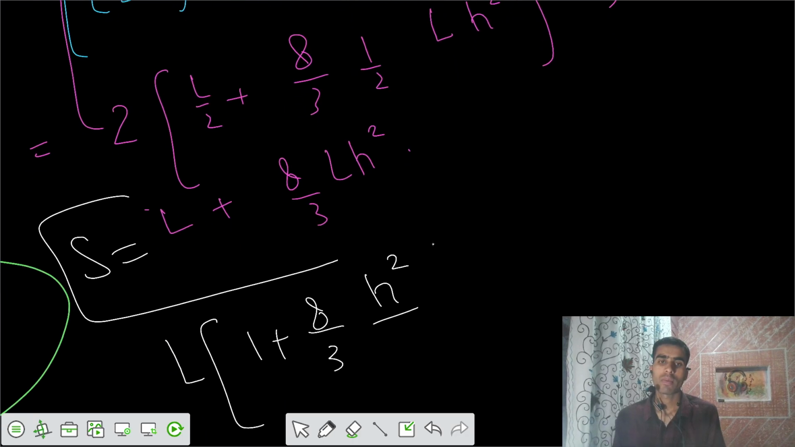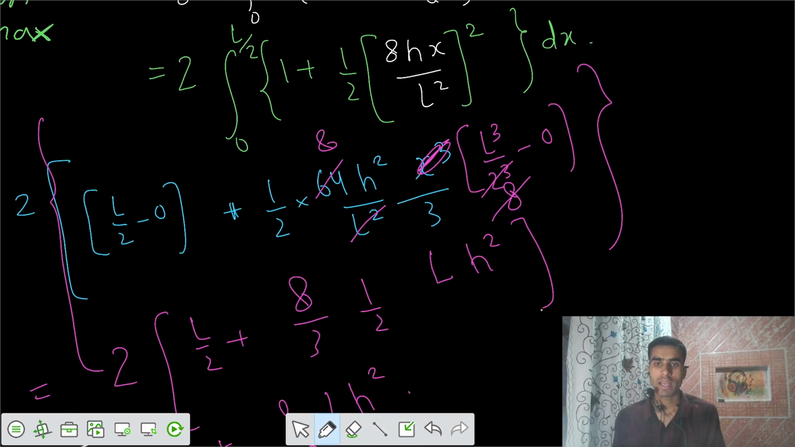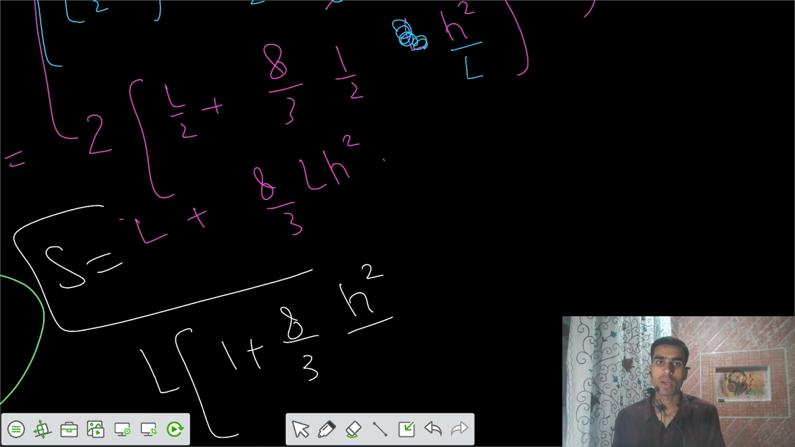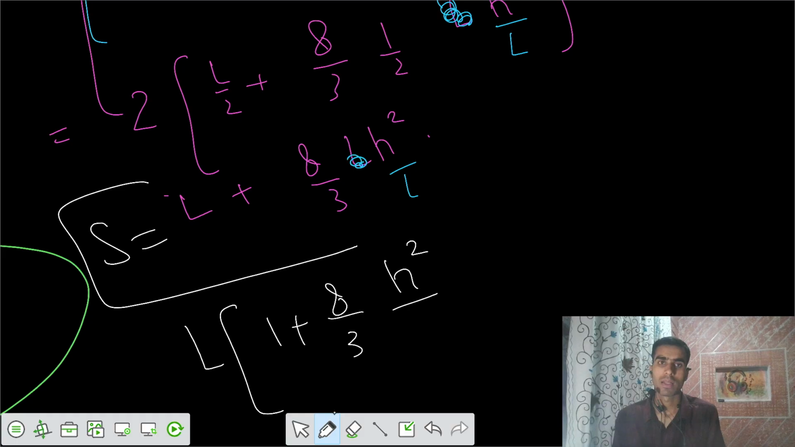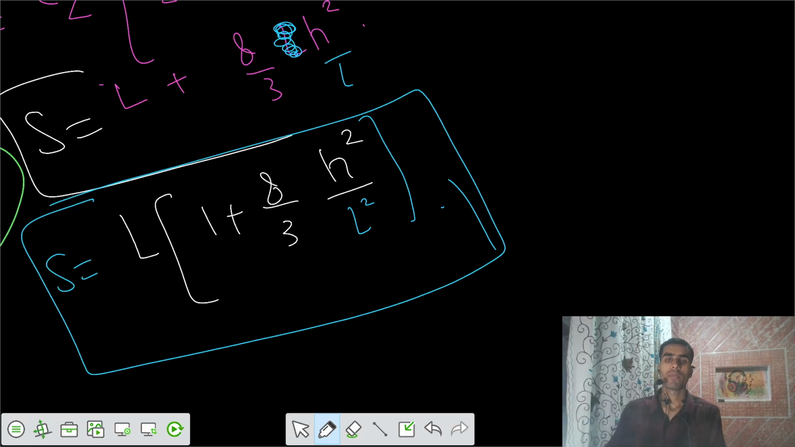The function should be in terms of h square by L square. So we need to check that error. Actually the square was for the L square also. If you see that L square into that square, that is L power 4. So you had this L to the power 4, and this is L cube. So finally you got this one as h square by L. Now if you keep that L outside, you would get finally in terms of this equation. So S is equal to L times 1 plus 8 by 3 h square by L square. This is the cable length S.